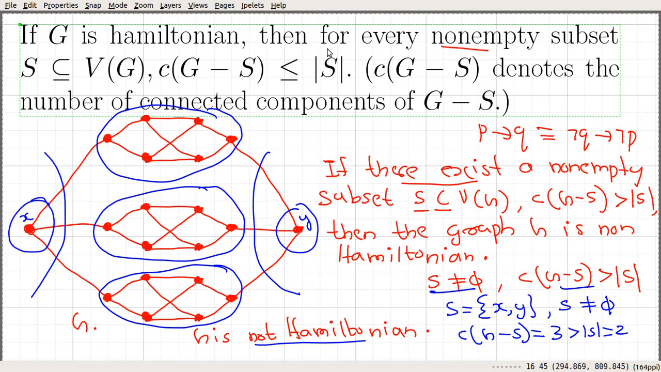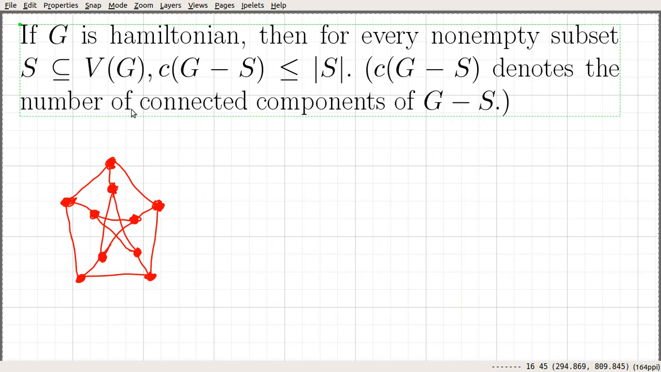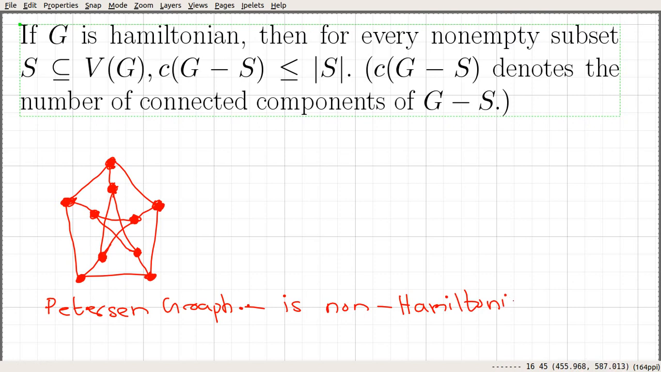Okay, so let's look into one more example. Here this graph is called a Petersen graph. It is known that the Petersen graph is non-Hamiltonian. In the next video I will give a proof of this statement, that the Petersen graph is not Hamiltonian.